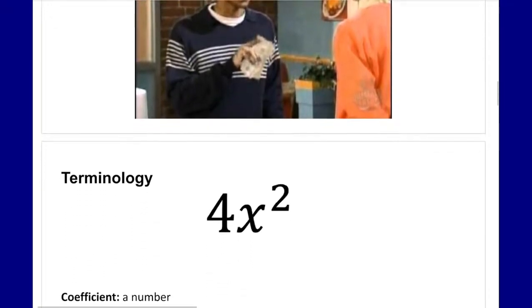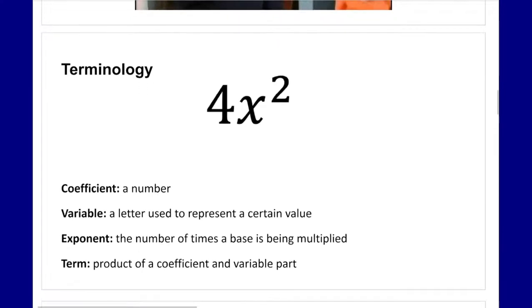So we are going to look at some terminology before we get into the idea of collecting like terms. We have a coefficient, a variable, an exponent, and a term. A coefficient is just another word for basically saying a number. A variable, we've talked a little bit about. It's a letter used to represent a certain value. We might not know what that value is yet, so we just use the letter as a placeholder.